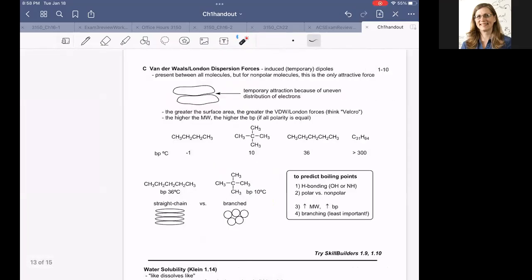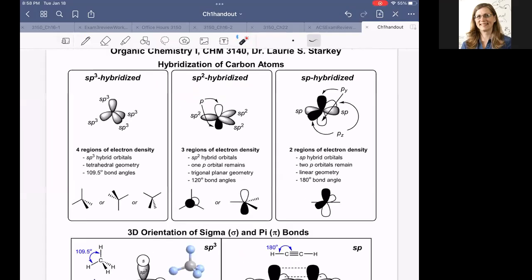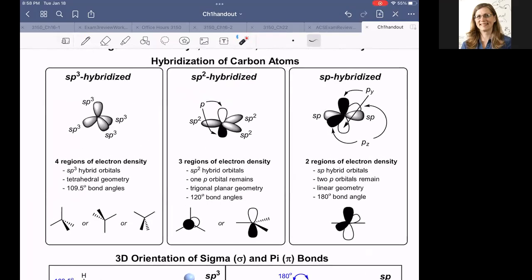On the last page here, I have some pictures that can help visualize this. And we'll look at some models next time when we look at 3D shapes of molecules. So this is our tetrahedral shape of an sp3 hybridized atom. Each of these four hybrid orbitals is described as an sp3 hybrid orbital. Okay, we'll talk about how to draw these using line drawings and using wedges and dashes to represent bonds that are either sticking out towards you or pointing away from you.